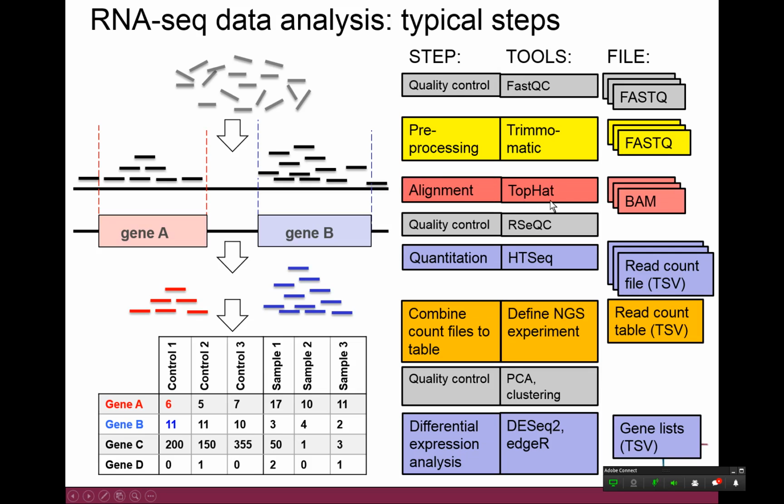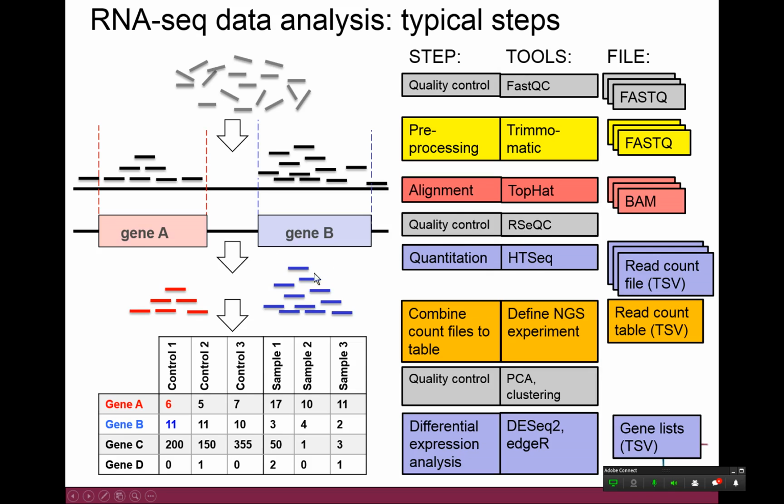Then the next step is the alignment, for which in our example session we use the TopHat tool. And after alignment, your FASTQ files are transformed into BAM files. So now you have a bunch of BAM files instead. Then we do the quality control with RSeQC to get some information on how the alignment went. And then we move on to quantitation.